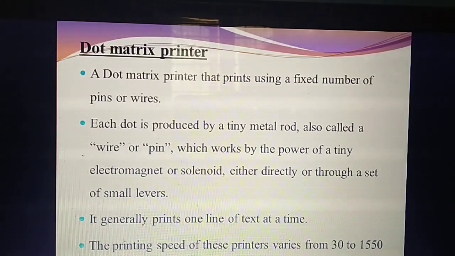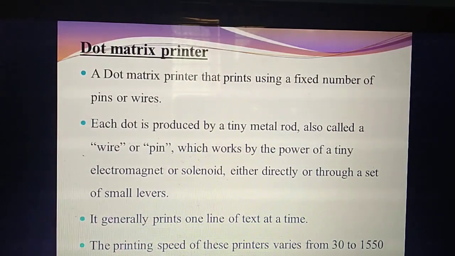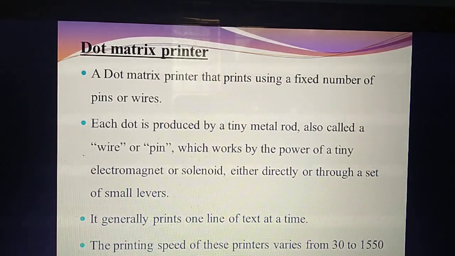Inside, what are the things present? First, a fixed number of pins or wires are there. Next, inside the dot matrix printer an electromagnet or solenoid is there, connected through small levers. Levers are like what you have seen in a well, where we use a lever to pull water. Likewise, inside this printer a small solenoid or electromagnet is connected by means of small levers.